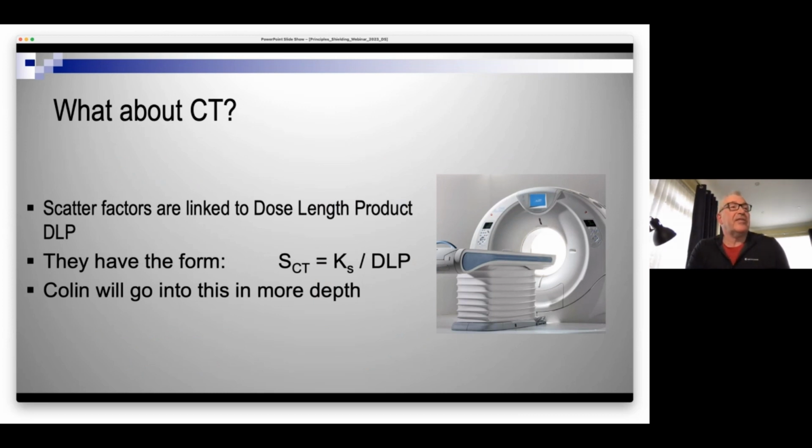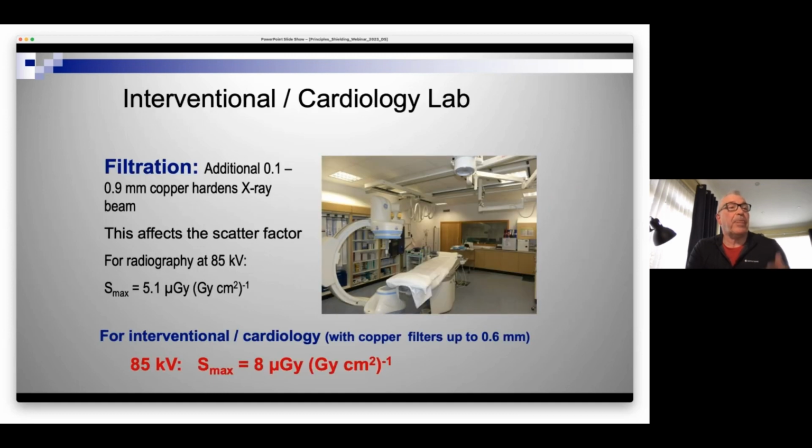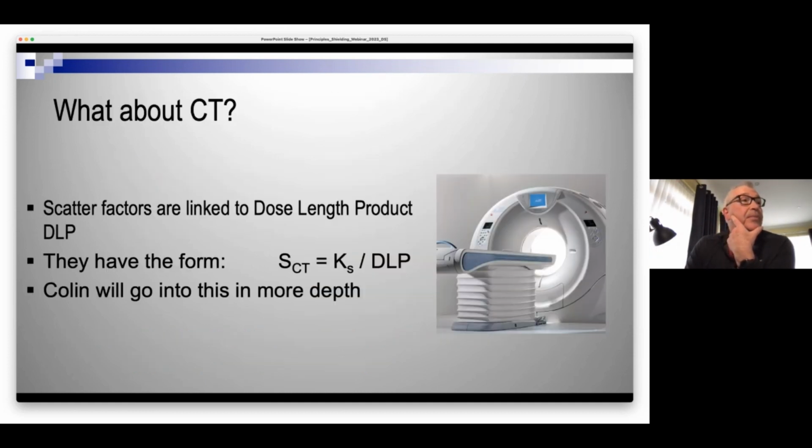We can relate scatter, and once we have the scatter, we can use the same idea, the same barrier equations, to predict the transmission required to get our radiation doses down to the desired dose constraint. What about CT? Well, scatter factors are linked to dose length product and have the form scatter equals Ks divided by DLP. And Colin is going to go into this in much more depth in about a minute.